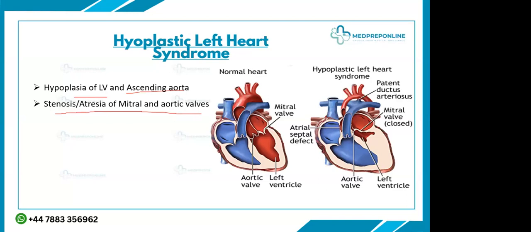You can see here, there is no mitral valve. There is total atresia of the mitral valve. Then a very hypoplastic, very small left ventricle is present. There is stenosis or atresia of the aortic valve, and a very small ascending aorta. So basically your whole left side of the heart is involved, and it is also an emergency, and this is the most critical and the sickest condition among all the cyanotic congenital heart diseases.